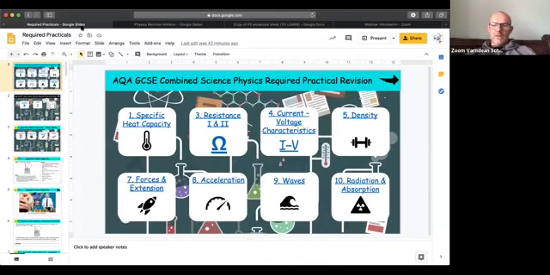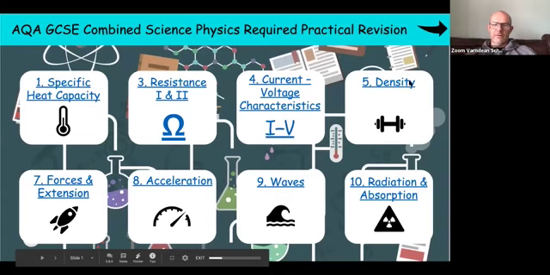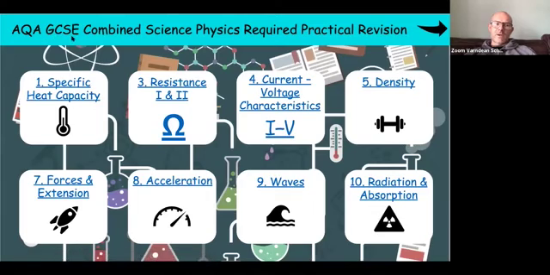So hopefully I can change my slide. Fantastic, there it is. So the other thing you're going to find in your classroom is this set of slides here. AQA, GCSE Combined Science, Physics Required Practical Revision. So this is a list of all of the required practicals that you need to have done. And what you need to remember is that every physics paper that you take, about 15 to 20% of it will be about required practicals.